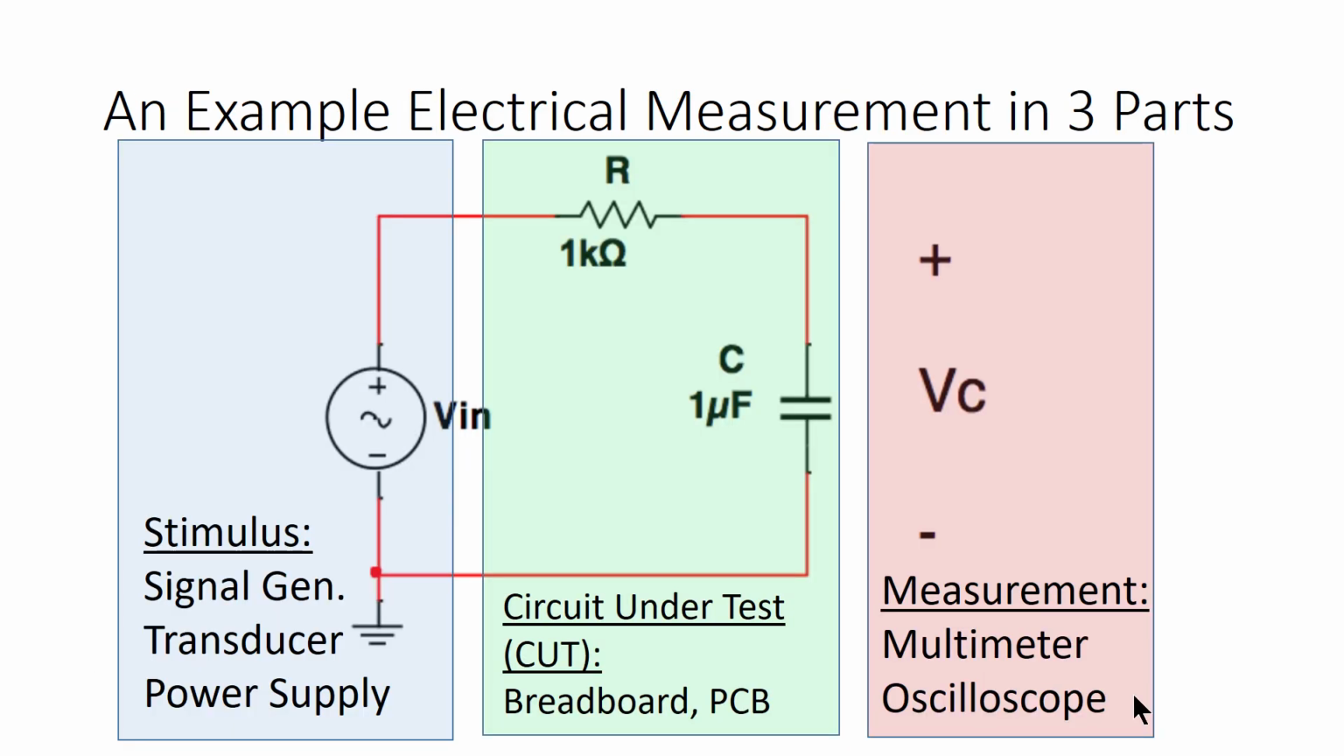One way we're going to try to generalize the idea of an electrical measurement so that we can make broad statements about electrical measurements as a whole is to reflect that every electrical measurement has three parts. Some kind of stimulus, some kind of circuit under test, which can be as simple as a wire for some examples, and some kind of measurement. There are lots of examples of each of these types of things. Stimuli can be signal generators or power supplies. Measurements can be multimeters or oscilloscopes.